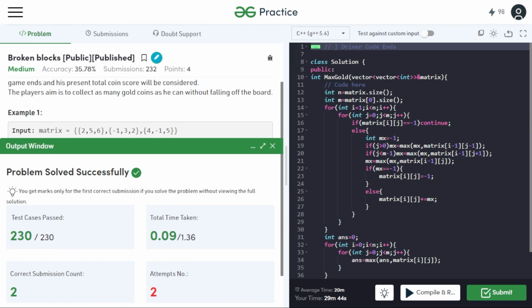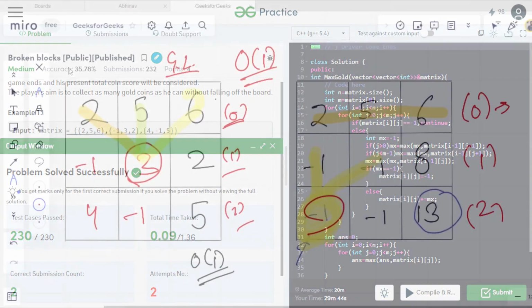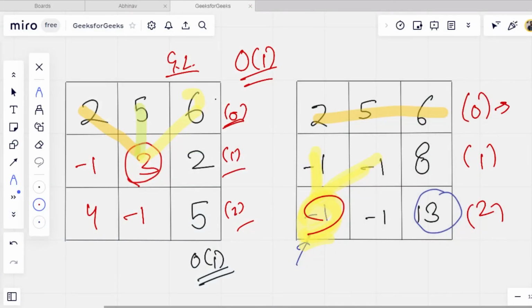If we talk about the space complexity and time complexity of this particular solution, as I told you, the space complexity is O(1). And the time complexity will be O(n times m), because we have used a nested loop to iterate through the matrix.